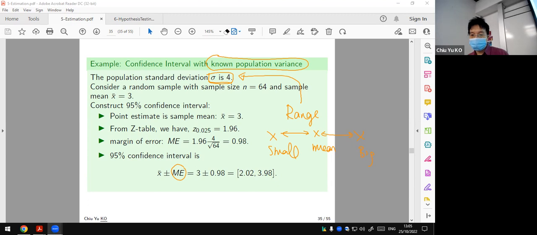Some question: how come Z is 0.02? Oh, we'll cover that, so don't worry. Yeah, soon. Okay.